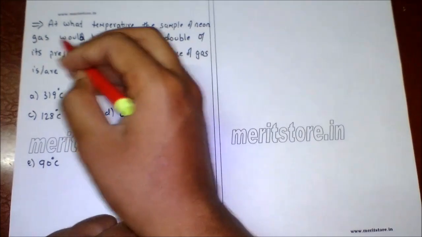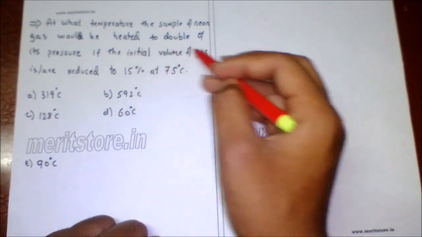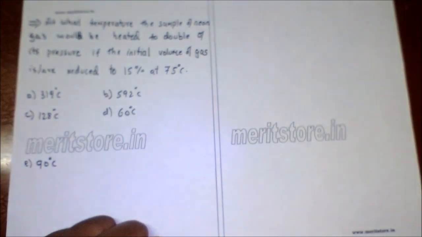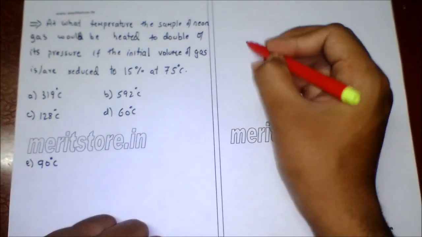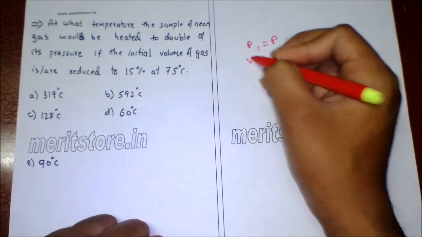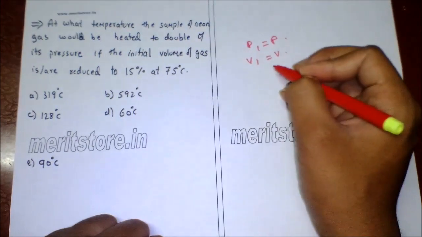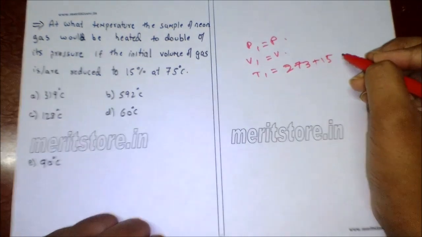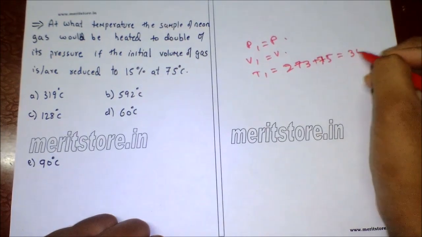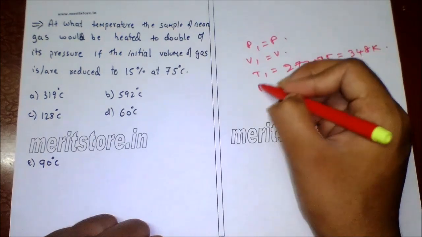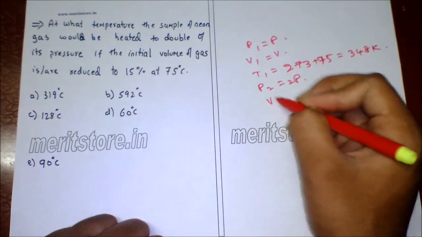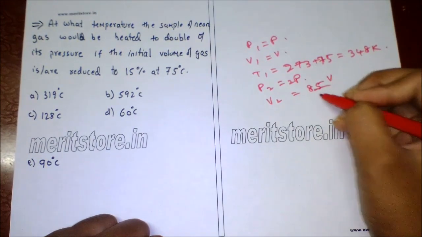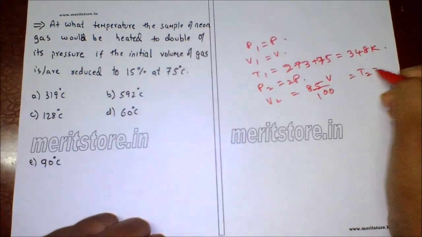At what temperature would a sample of neon gas be heated to double its pressure if the initial volume of gas is reduced by 15% at 75 degrees Celsius? So we know that P1 is equal to P, V1 is equal to V, T1 is equal to 273 plus 75, which comes out to be 348 Kelvin. P2 is equal to 2P, V2 is equal to 85, that is 15% reduced of volume 1. We have to find T2.